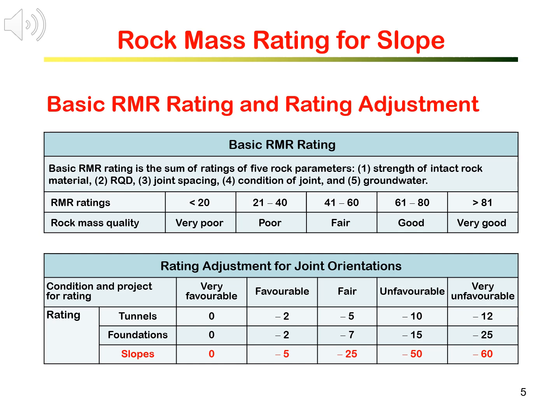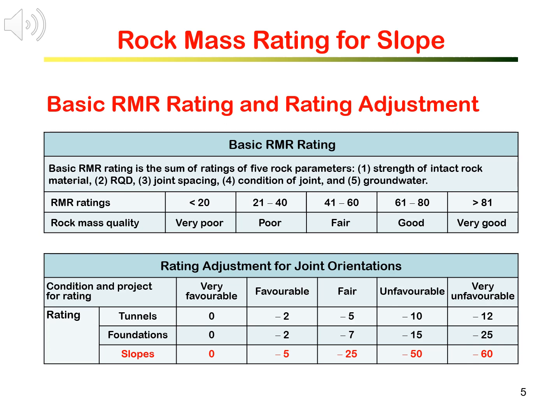With those ratings of 5 parameters, we can get the basic RMR value by summing them up as shown by the upper table. With the basic RMR, we can classify the quality of the rock mass. This is the quality of the rock mass in situ, without considering the engineering activities.